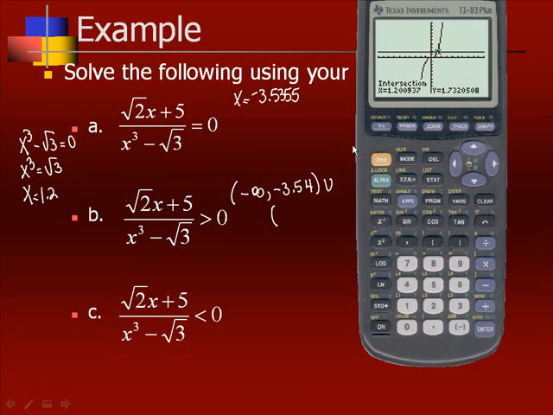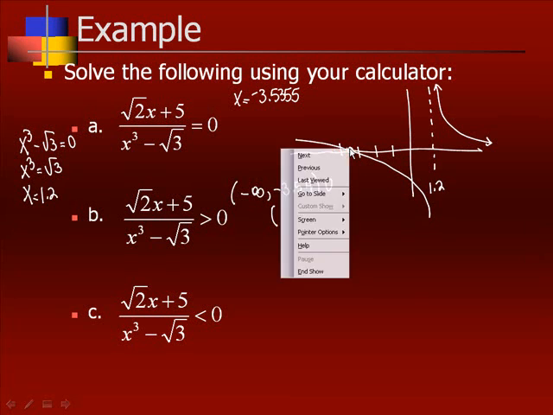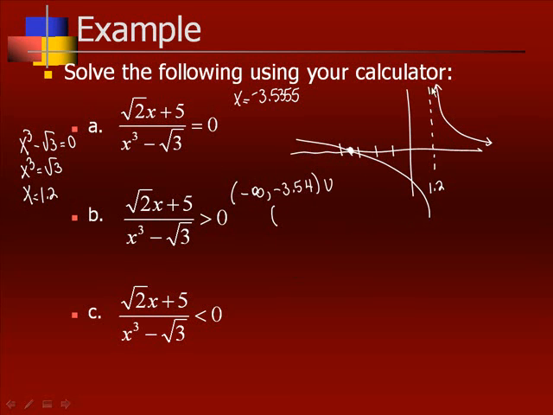Which means if we go back to our original problem, we would have a vertical asymptote right here at 1.2. We would have where it crosses the x-axis at negative 3.5 right here. So what we would have is a graph that went through here. This graph went this way. So we said, well, it is above the x-axis from negative 3.5 backwards, and it's also above it this whole way over here, which would be from 1.2 to infinity.